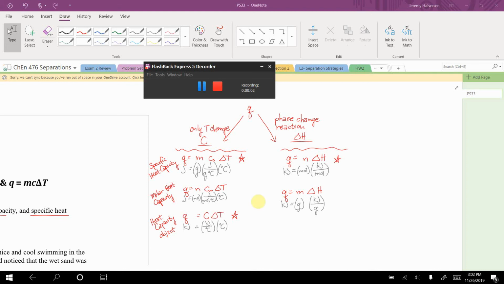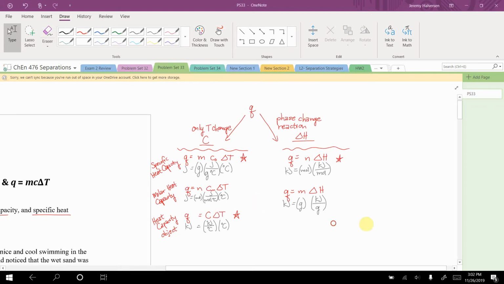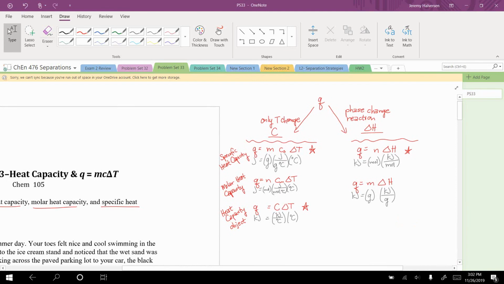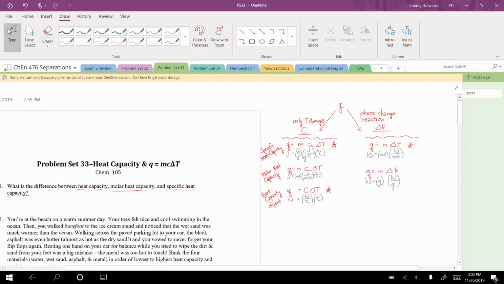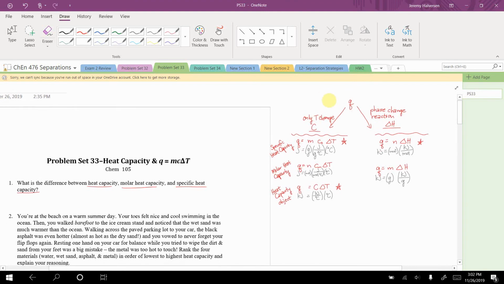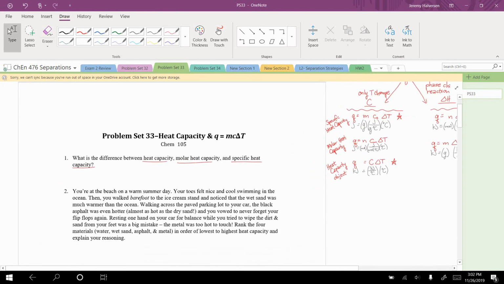Okay, so picking up from where we left off on the last video, I just want to separate those in case some people just want to come in and see me working through problem set 33 and 34. That's what we're going to do in this video, is problem set 33 and 34. Again, always going back and referencing these equations for Q that we talked about. So starting at the beginning.